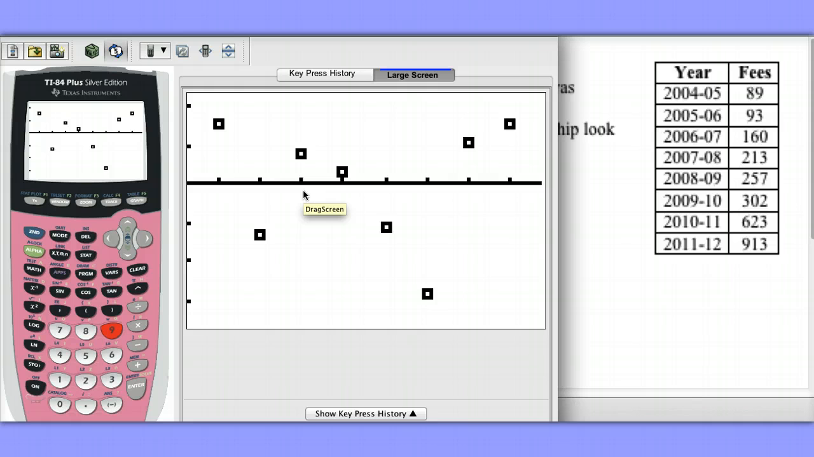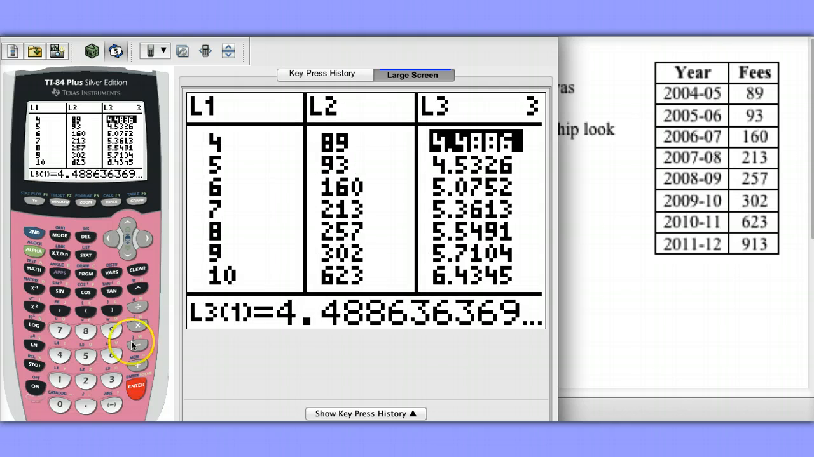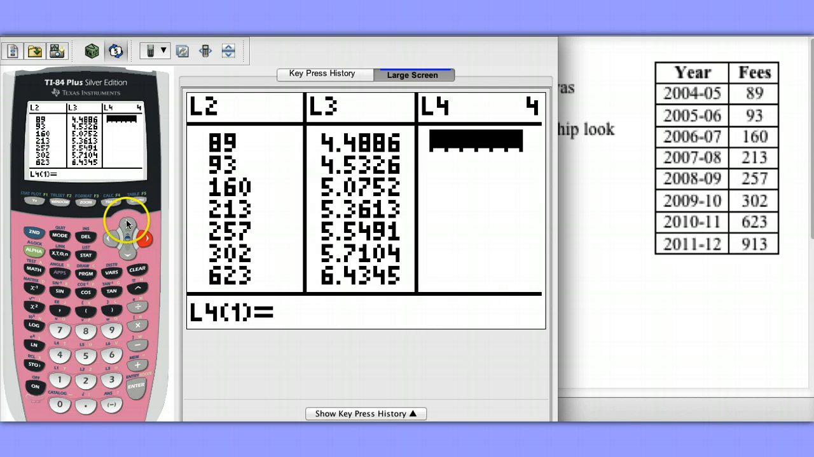Let's try a different model. Let's try a power model. To do this, we need to actually take the log of both the x's and the y's. So in list 4, I'm going to list the natural log of the year.